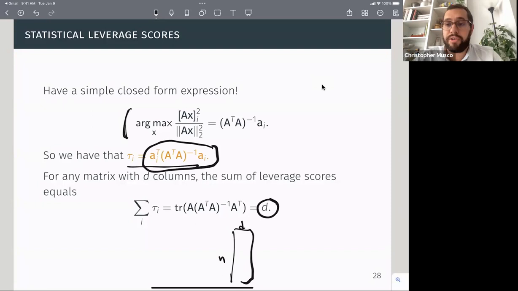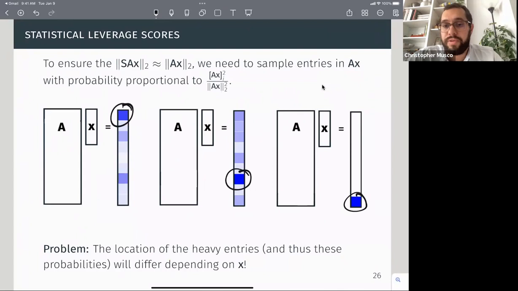I said you're going to take the maximum probability over all choices of X, and you might think that could be a really bad thing to do. Maybe I'll have to sample every entry in the vector with high probability. But it doesn't work out that way. No matter what A looks like, the sum of the leverage scores is always exactly equal to d. When you do your sampling, you'll never have to take more than a factor of d more samples than if you had sampled for a single x at one time.